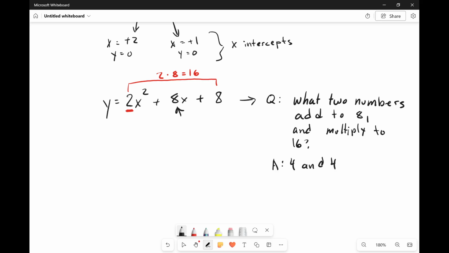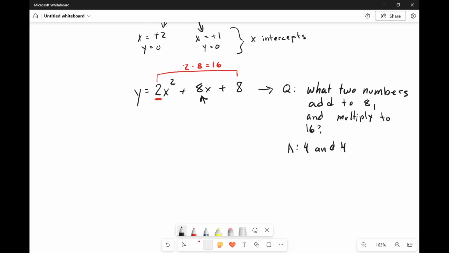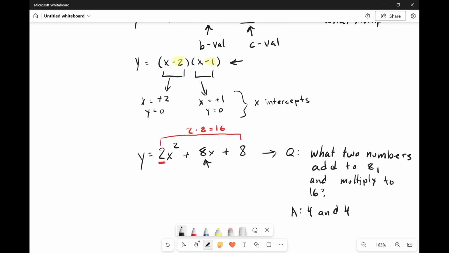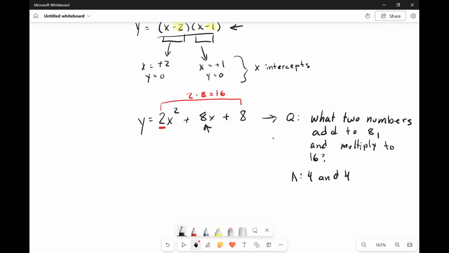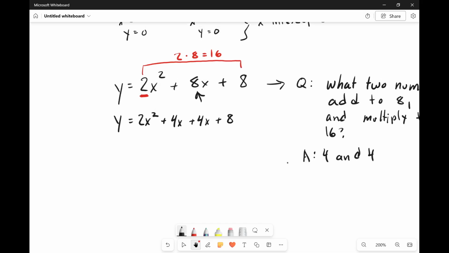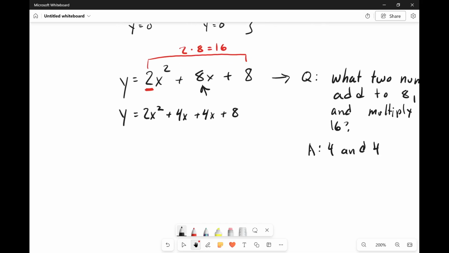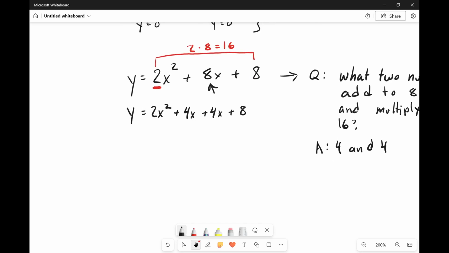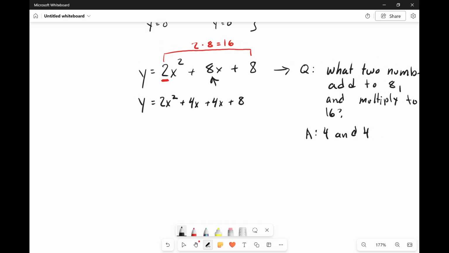Two instances of 4. And so what we can do is we can't just factor it straight away like we did up here in this function. What we have to do is separate it a little more. So what we say is y equals 2x squared plus 4x plus 4x plus 8. And then from here, you're going to be dividing terms out until it's simplified enough that you get a factor using some algebraic techniques.